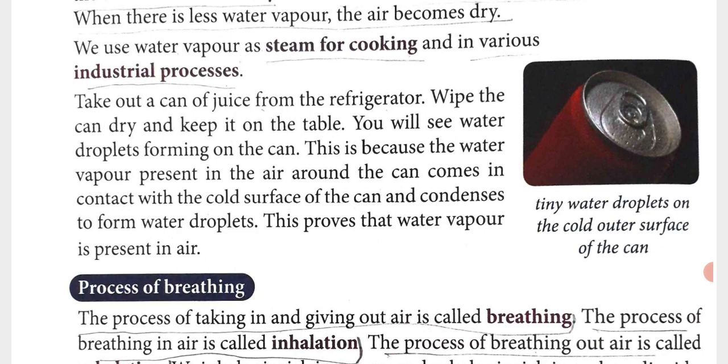Take a can of juice from the refrigerator, wipe it dry, and you'll see water droplets forming on the can. Now from where did this water come? You had taken the can outside the refrigerator, and then water from the surroundings gathers over it. That is because water is present in the atmosphere. When it meets a cool surface, it condenses on the cool surface. And then we see water droplets there. This proves that water vapor is present in air.